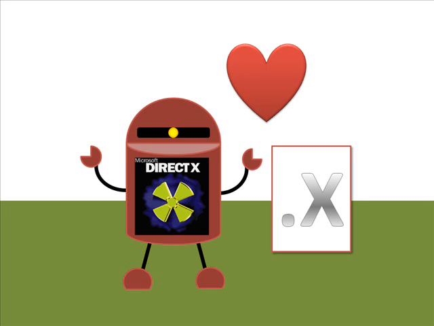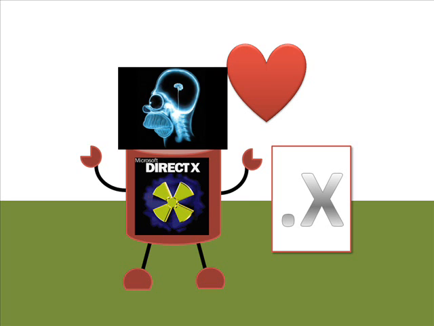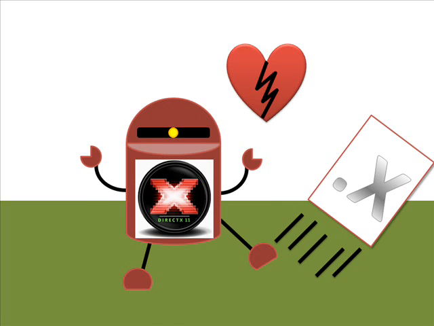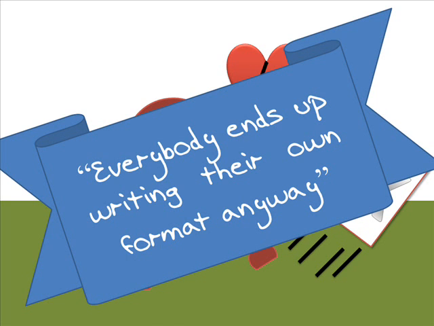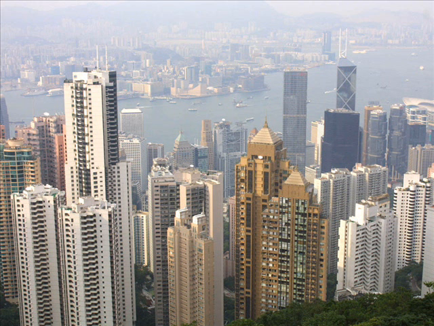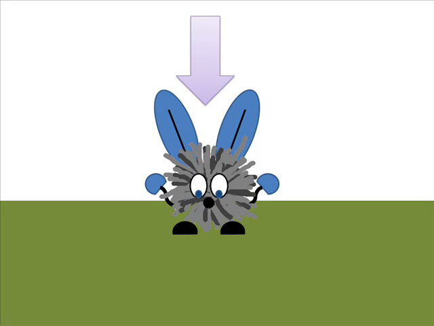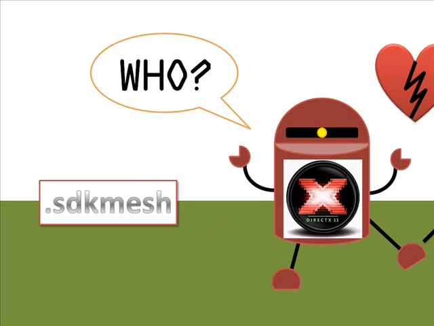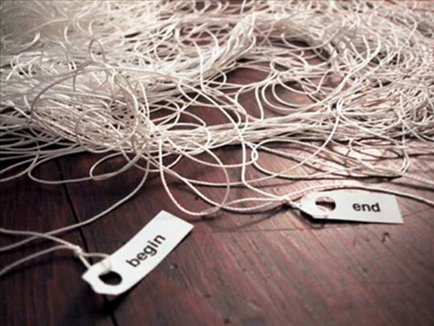Up until DirectX 9, there was a DirectX format, known as .x, but Microsoft, in its infinite wisdom, decided to throw away the format because everybody ends up writing their own format anyway. Yes, this might be true of the big AAA studios, but it's not true of those people who are teaching or trying to learn the topic. Therefore, we have to use some new format known as SDK Mesh, which is not well supported by any of the modeling packages. So it's rather complex right now.